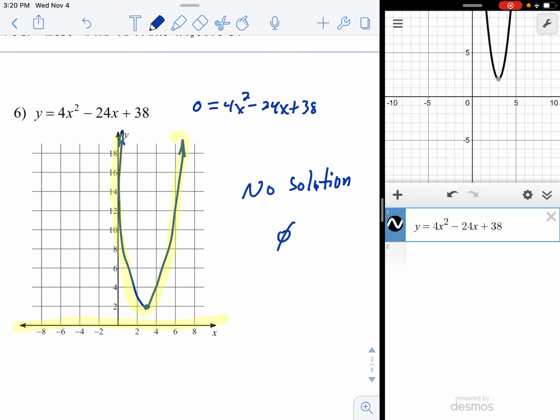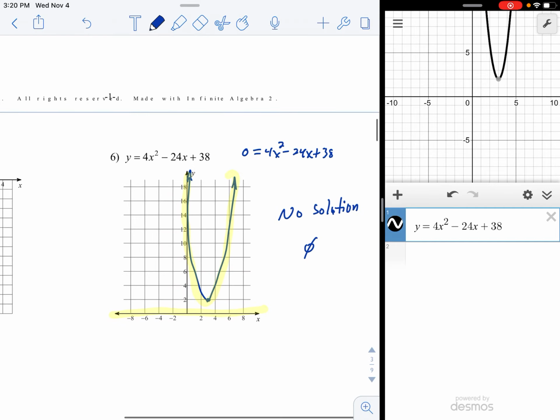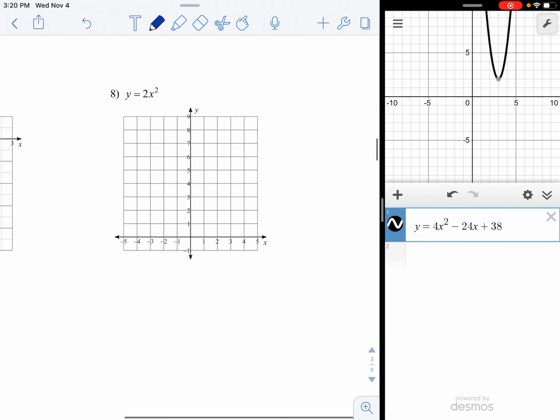Remember, you can do the circle with a line through it. That represents the idea of no solution. So that can happen. You're trying to find the x-intercepts. If there's no x-intercepts, then there's no solution.